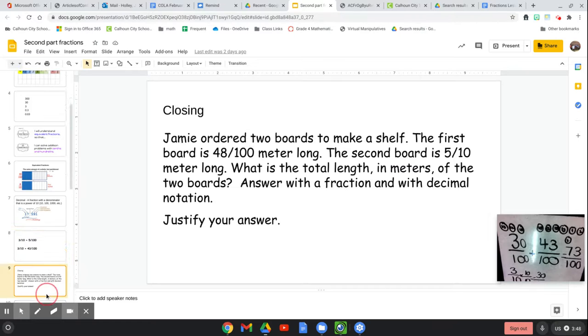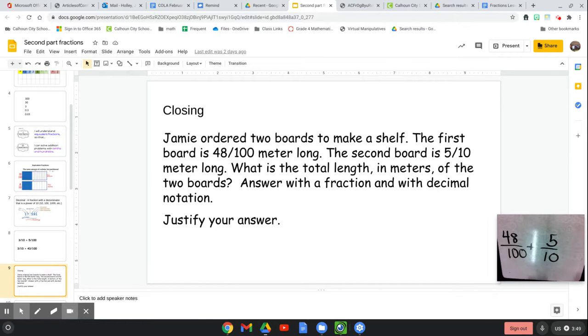Fabulous. Okay, let's do one more problem together, and then I'm going to show you what you're going to do for this week's problems. Jamie ordered 2 boards to make a shelf. The first board was 48 hundredths meters long. Okay, that's the first board. The second board is 5 tenths meters long. What is the total length in meters of the 2 boards? Answer with a fraction and with decimal notation and justify your answer. So do this and then press play when you're ready to see if they match up.